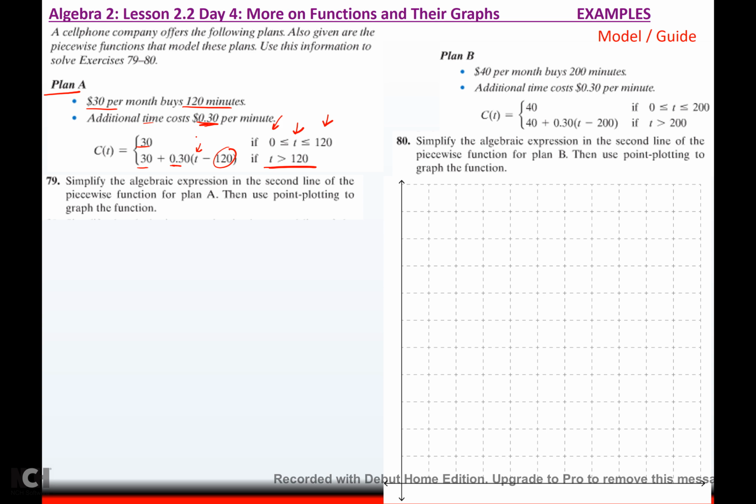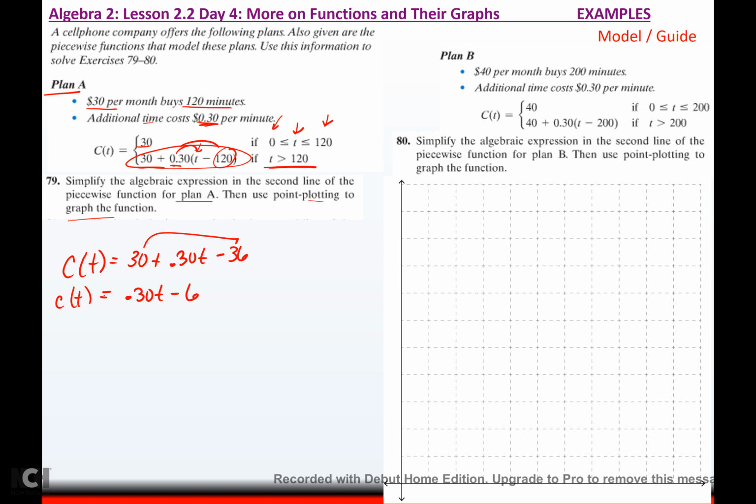Anything over 120, it's going to cost you the 30 flat fee plus 30 cents for every minute over 120. So you have to take your total minutes, take away 120 to see how much you're going to get charged for. Okay, so 79 says, simplify the algebraic expression in the second line of the piecewise function for plan A. Then use point plotting to graph the function. So if I simplify this, C of t equals 30 plus, distribute this, I'd have 0.30t minus 0.30 times 120 is 36. Combine like terms, and I have 0.30t minus 6.